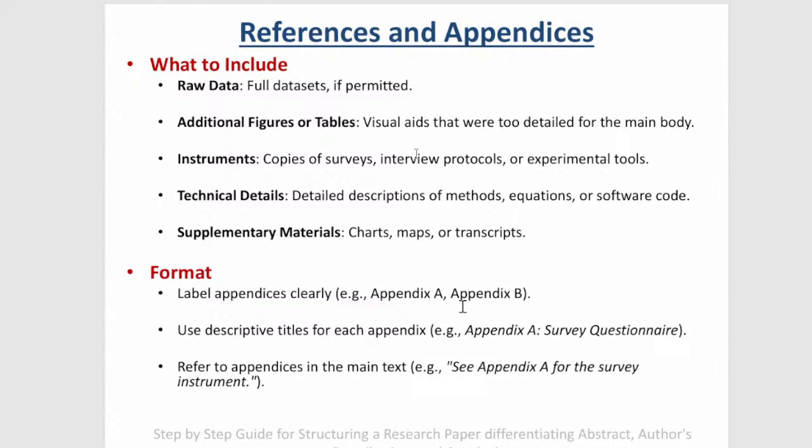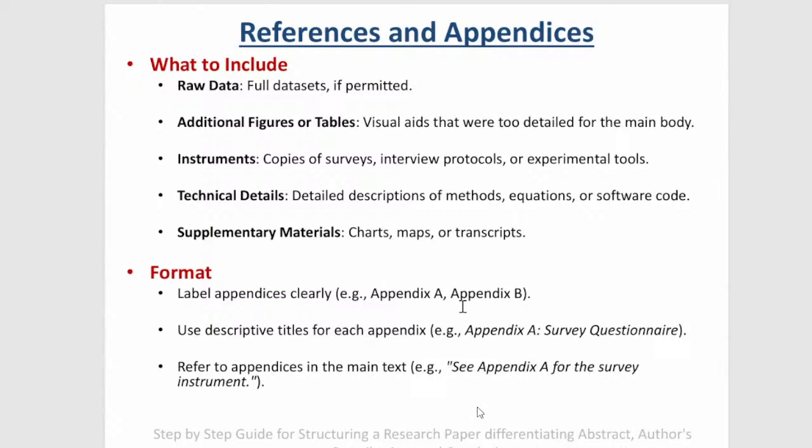So what to include? We can include raw data, the full data set if permitted, of course. We can include additional figures or tables as visual aids that were too detailed for the main body. We can add the instruments, copies of surveys, interview protocols, or experimental tools. We can add technical details, detailed descriptions of methods, equations, or software code. We can add supplementary materials, that is charts, maps, or transcripts.